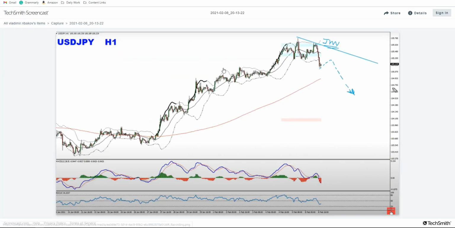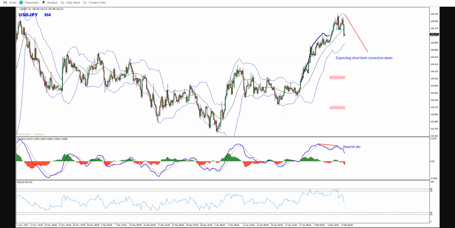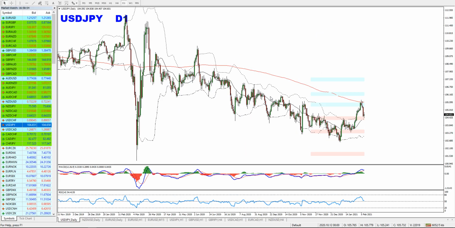So this is our plan, and on the short term here, our plan is the vice versa. So we expect to see a short-term correction. Why is that and how to deal with it? So it all starts always with analysis. You cannot find good trading levels if you don't really analyze the market. So this is the analysis we had.